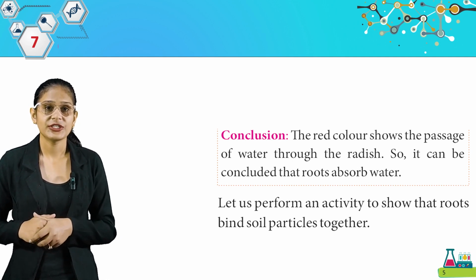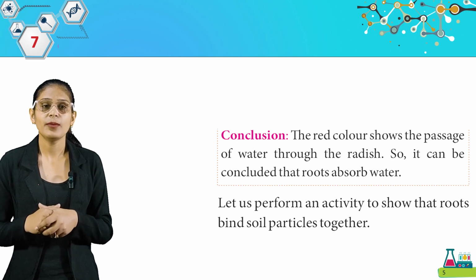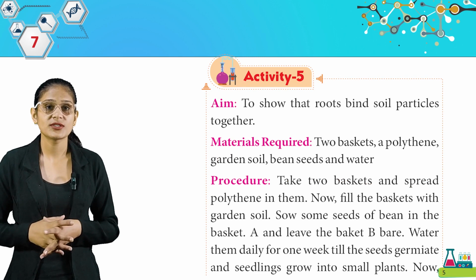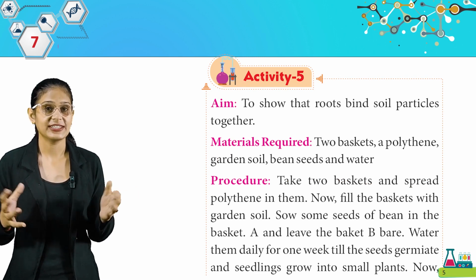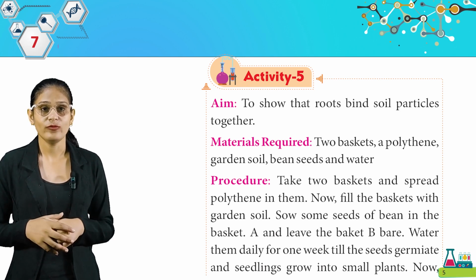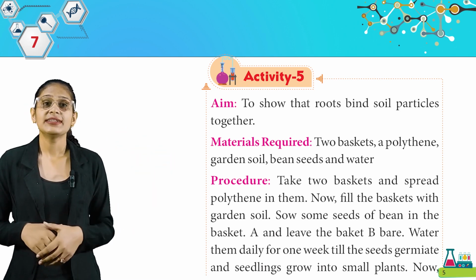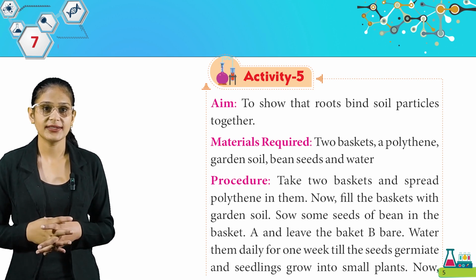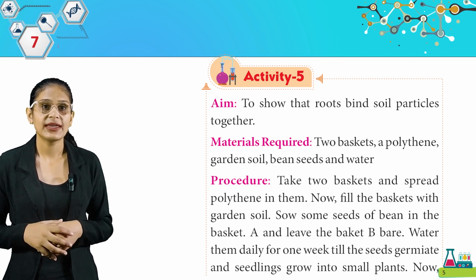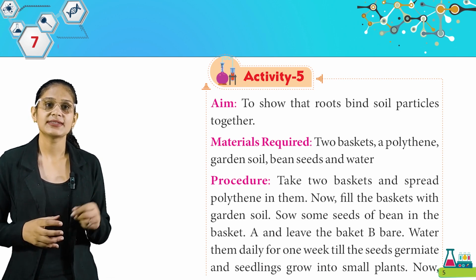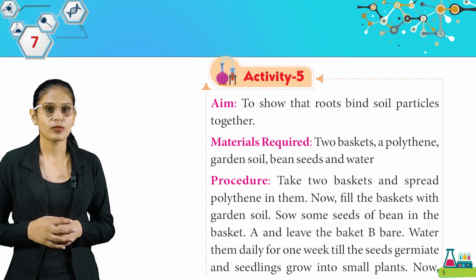Let us perform an activity to show that roots bind soil particles together. Activity 5. Aim: to show that roots bind soil particles together. Materials required: 2 baskets, a polythene, garden soil, bean seeds and water. Here is the procedure. Take 2 baskets and spread polythene in them. Now fill the baskets with garden soil. Sow some seeds of bean in basket A and leave basket B bare. Water them daily for 1 week till the seeds germinate and seedlings grow into small plants.